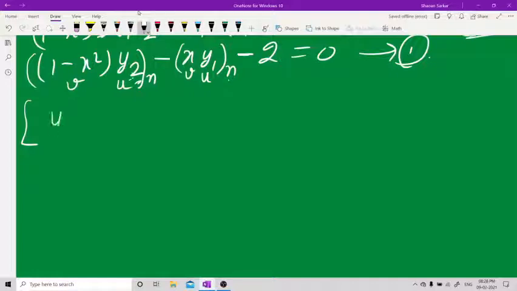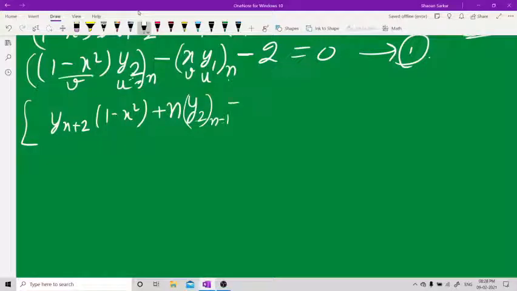Nth derivative of this, y_(n+2). Then you write v, 1 minus x squared. Then you write nC1, that is n, and then y_1. This is already 2. You need to do this, right? n minus 1. Add this to this, and then differentiate this expression now.